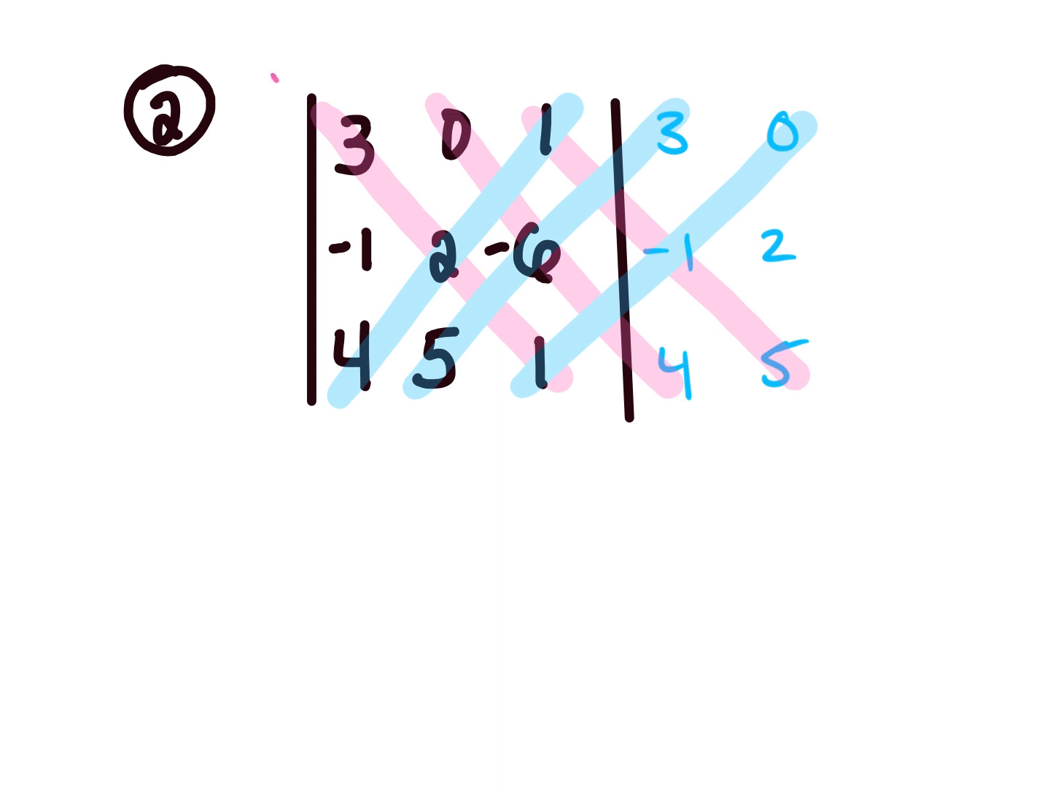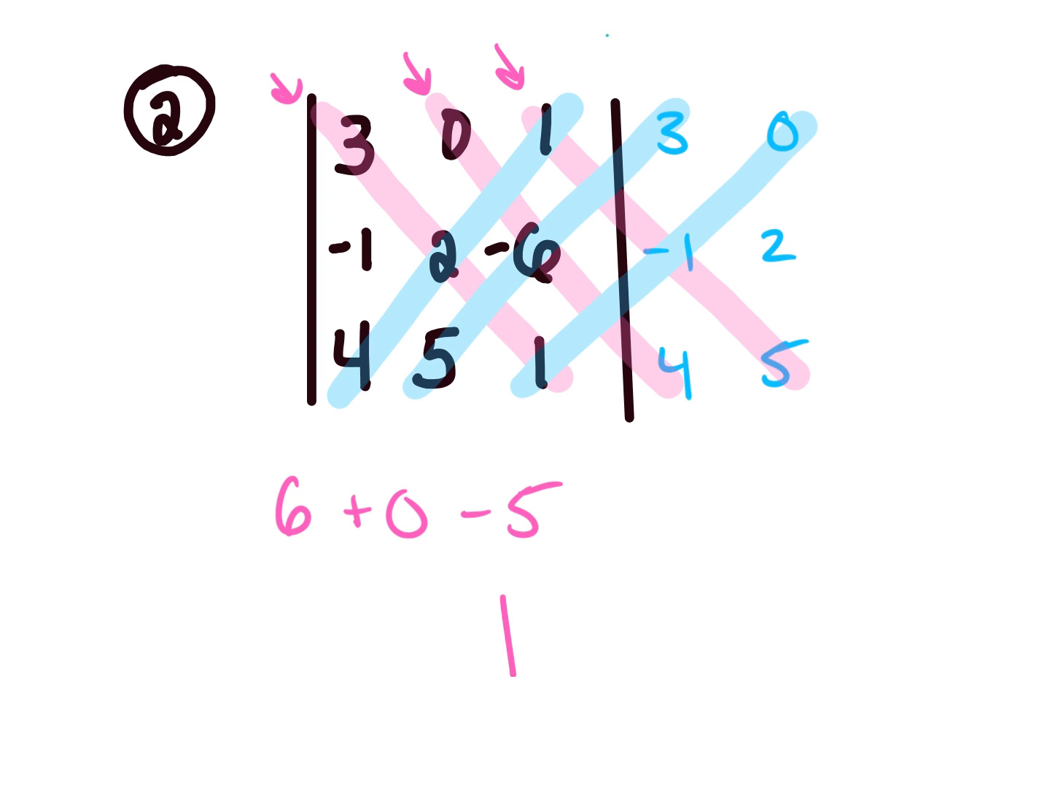So we multiply all three numbers in each diagonal and then add up our three diagonals together. So 3 times 2 times 1 would be 6. Next diagonal, 0 times negative 6 times 4, 0. Next diagonal, 1 times negative 1 times 5, negative 5. So 6 plus 0 minus 5 is 1.